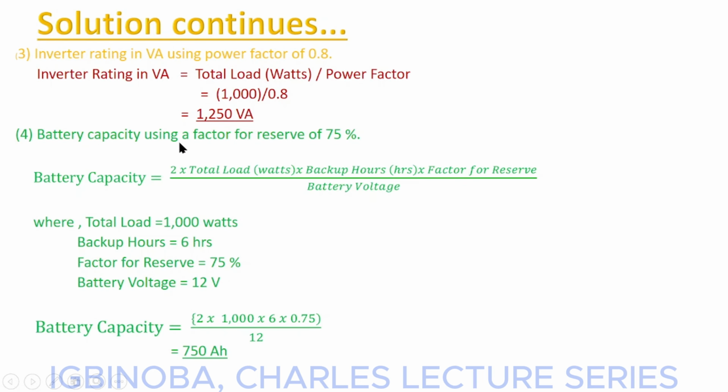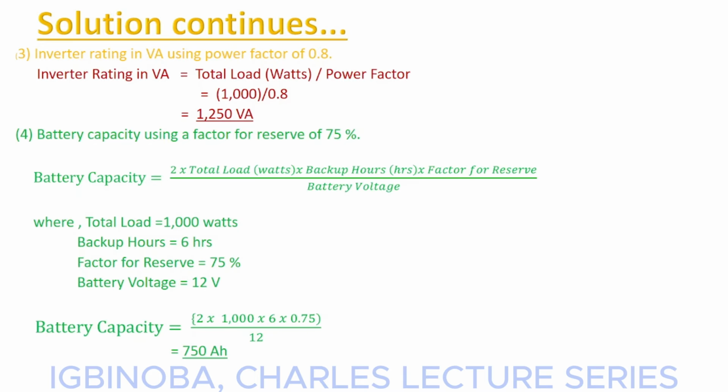The next one to calculate is question 4. They say battery capacity using a factor for reserve of 75%. So battery capacity is equal to 2 times total load in watts times backup hours times factor for reserve, all over battery voltage. When we say factor of reserve, what we mean is the amount of energy you want the battery to retain when you are using it.